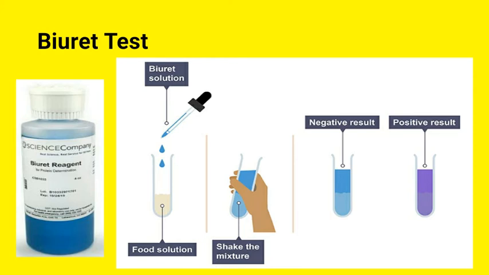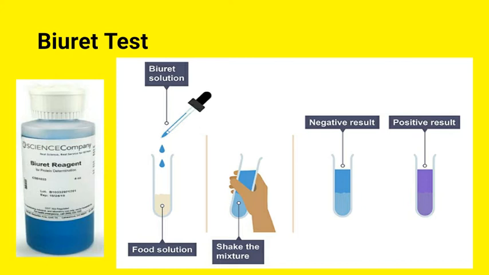First test we're gonna see is a Biuret test. This Biuret test is used to detect the presence of proteins in any food sample. Biuret reagent is added in this test.